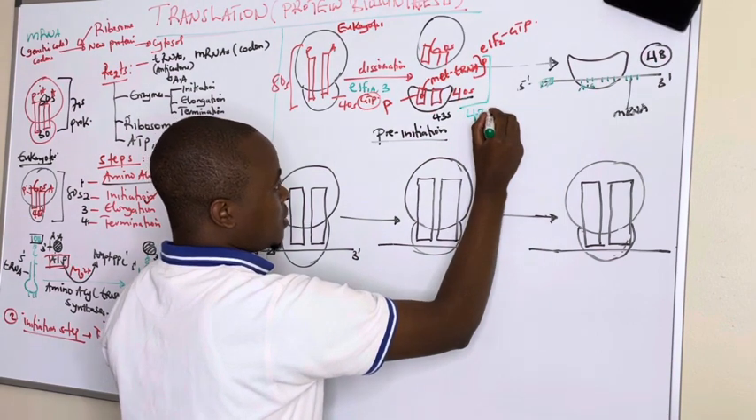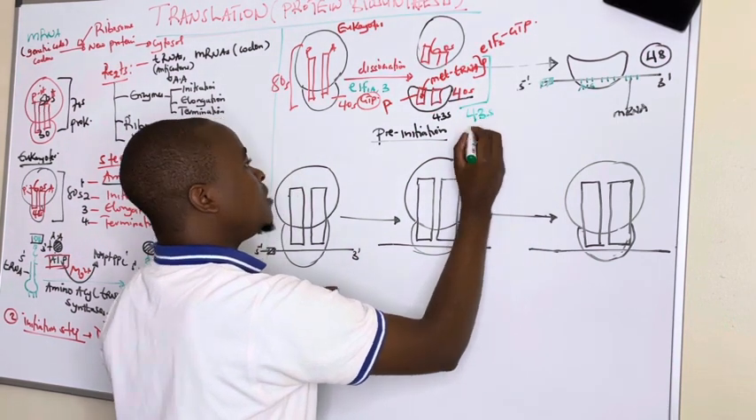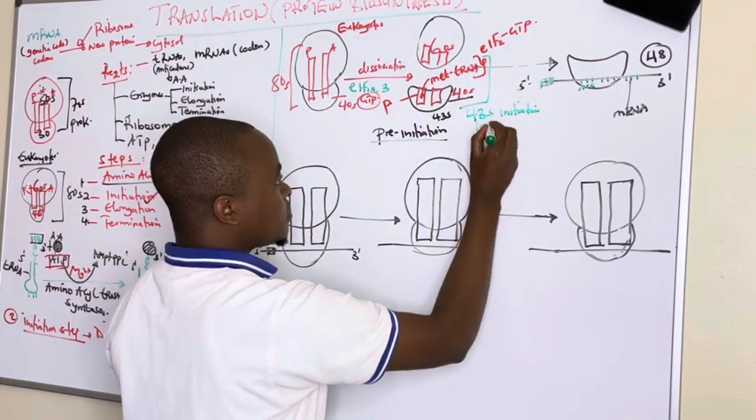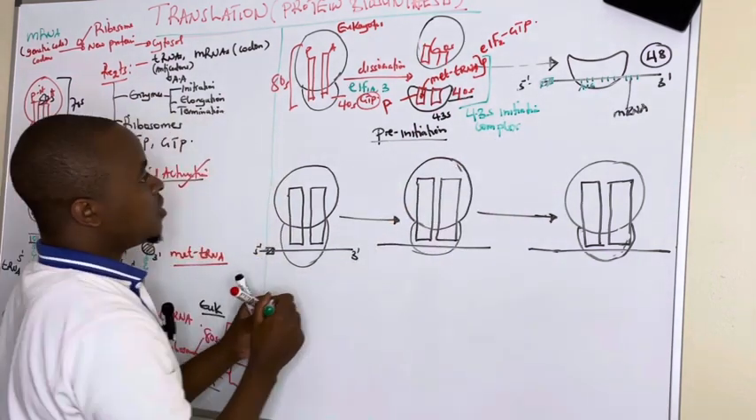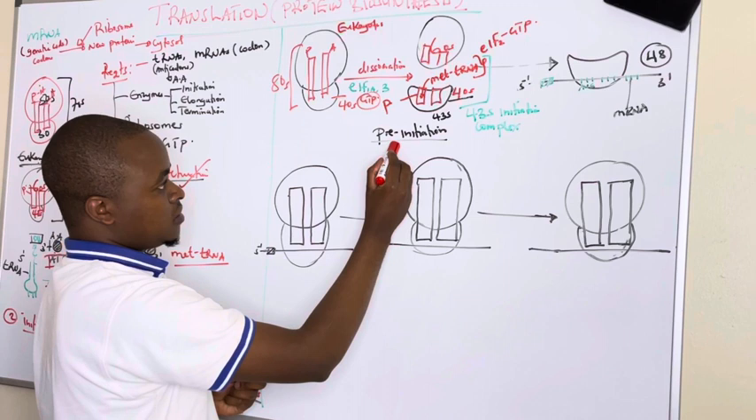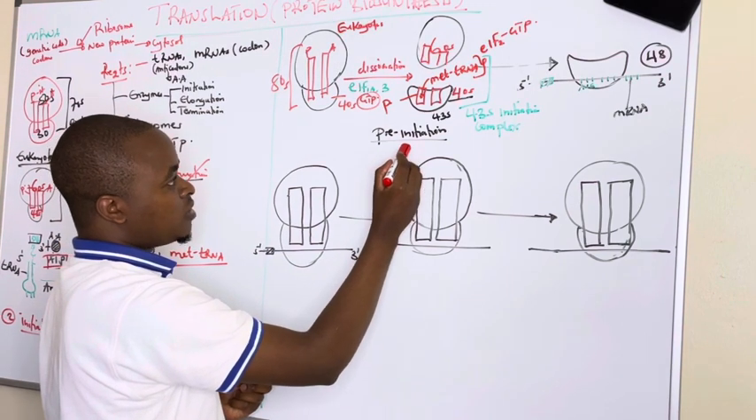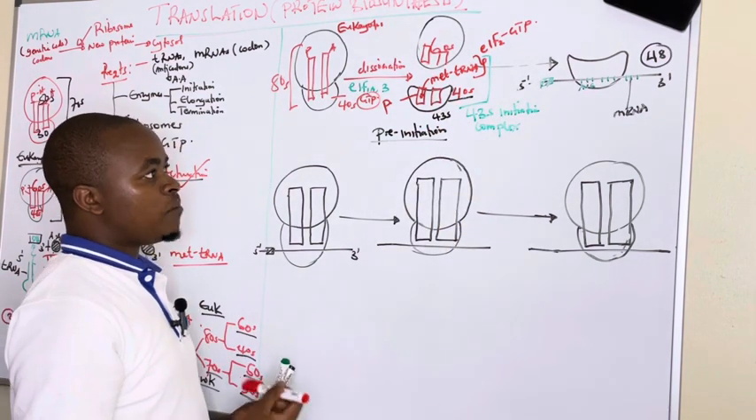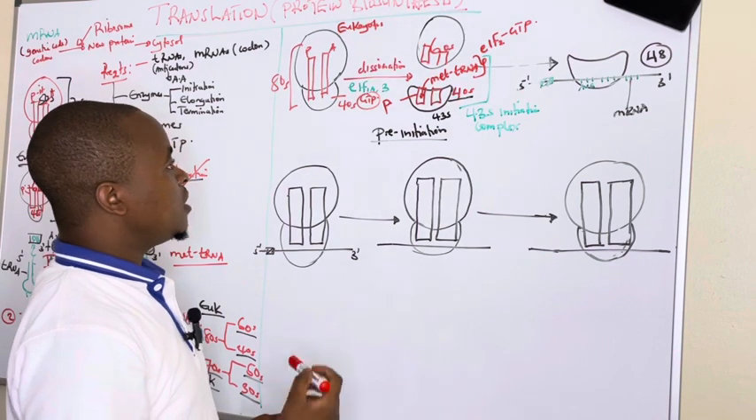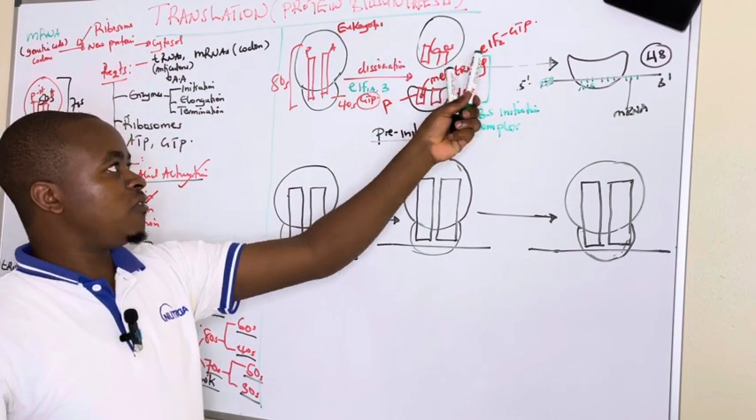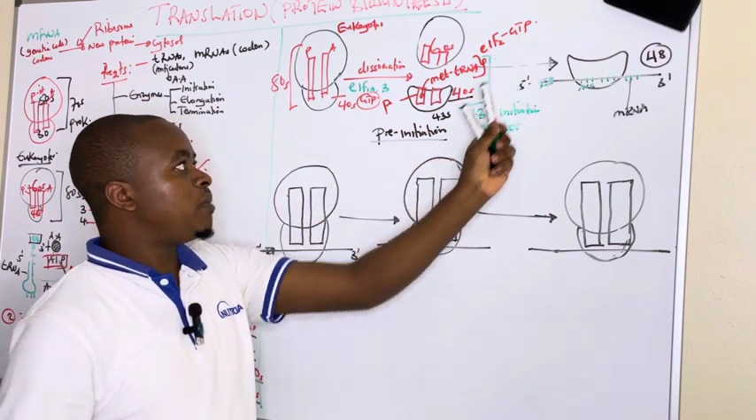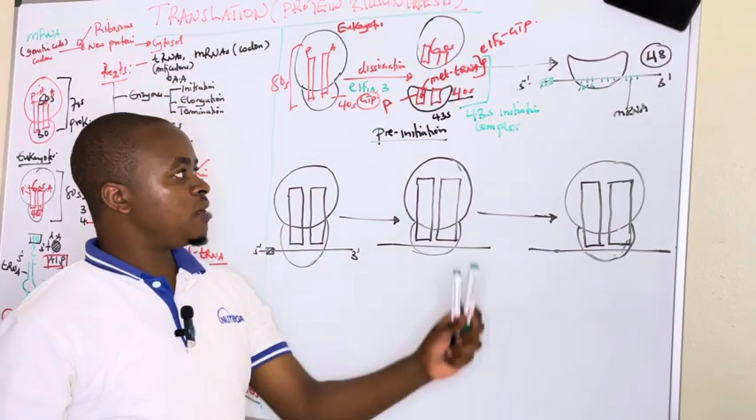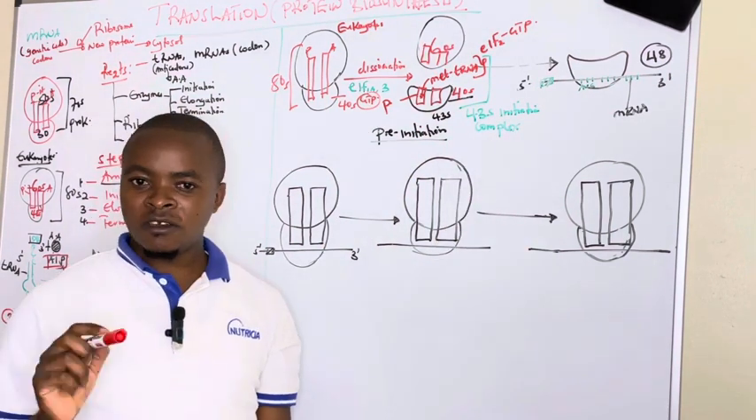the 43S initiation complex. So we have converted the pre-initiation complex, and we have formed what we call the 43S pre-initiation complex, whereby the 43S pre-initiation complex is formed by eukaryotic initiation factor 2 in the presence of GTP, adding the MET transfer RNA in the P site, forming the 43S pre-initiation complex.